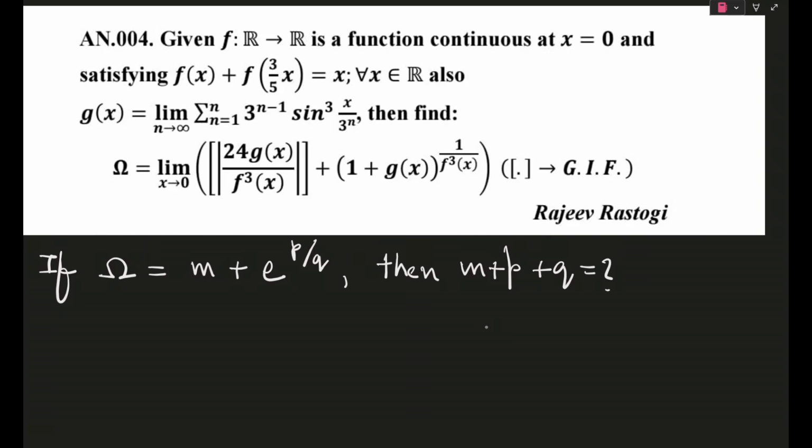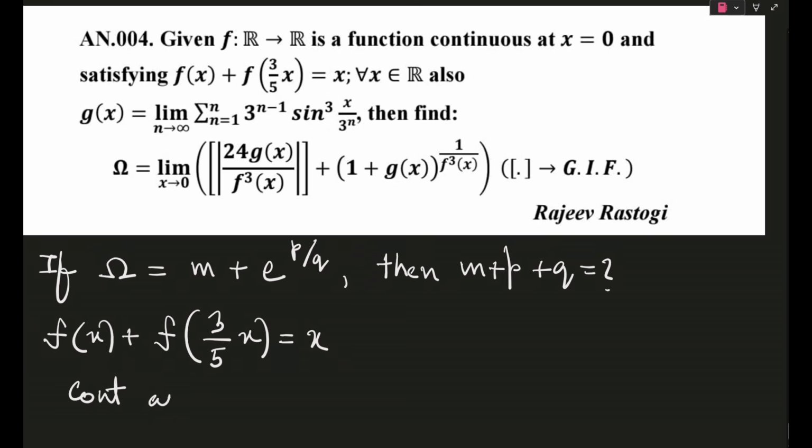Okay guys, so I hope you have tried it out. I will move on to the next page because there is no space here. Let's write down some data. The first data given is f of x plus f of 3 by 5 x is equal to x. A functional equation is given, and f is continuous at x equals 0.